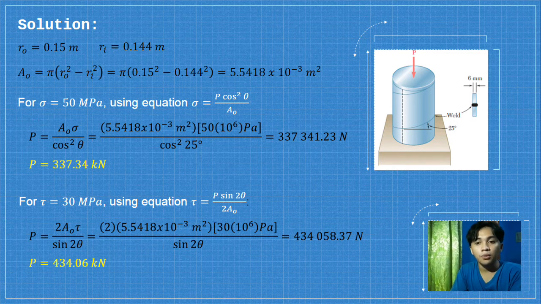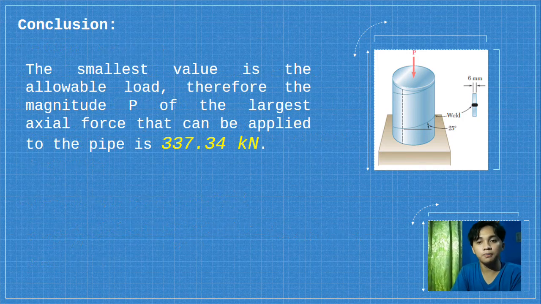Remember that we are asked to determine the magnitude P of the largest axial force that can be applied to the pipe, and we arrived at two different values of loads. Note that the smaller value is the allowable load P. Therefore, the magnitude P of the largest axial force that can be applied to the pipe is 337.34 kilonewtons.